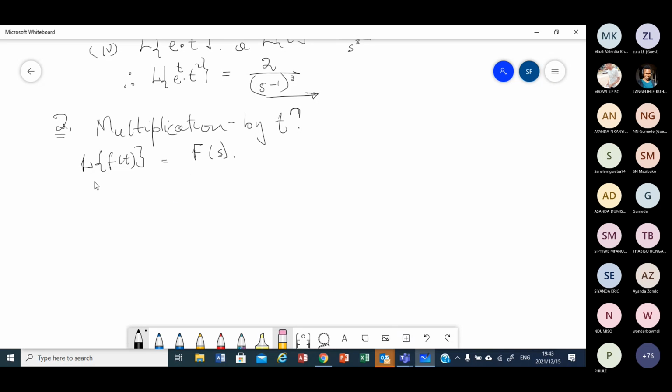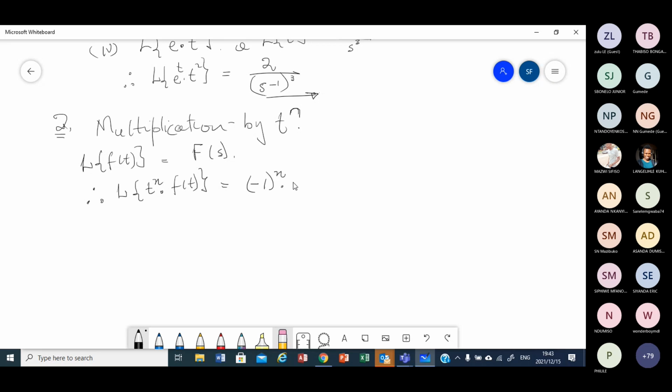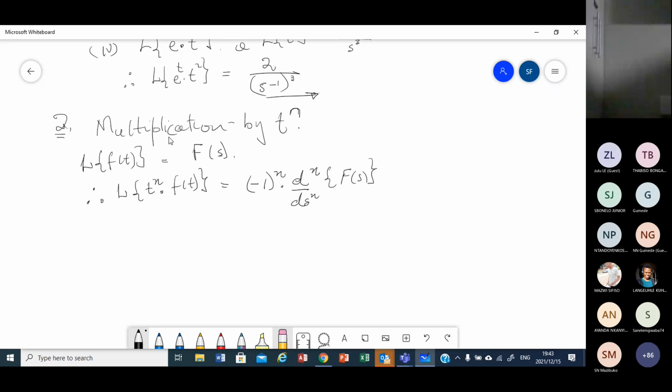Now, therefore, the Laplace of t to the power n, multiplication by t to the power n, of f at t. The role played by this t to the power n simply says it's minus 1 to the power n times the nth derivative, d to the power n over ds to the power n, of the function F at s. All it says is that you differentiate the F of s function, in other words the Laplace of the function, in terms of s, n times, with minus 1 to the power n. That is the formula which is on the page.